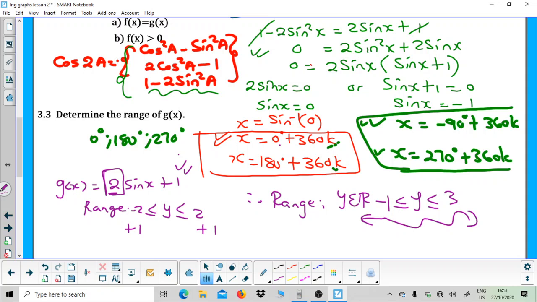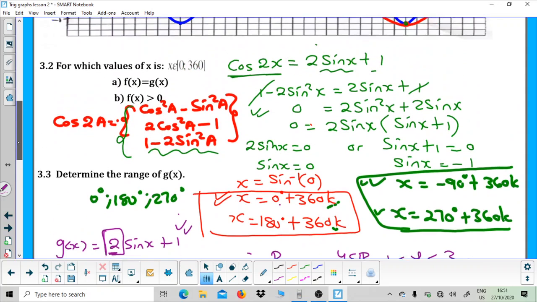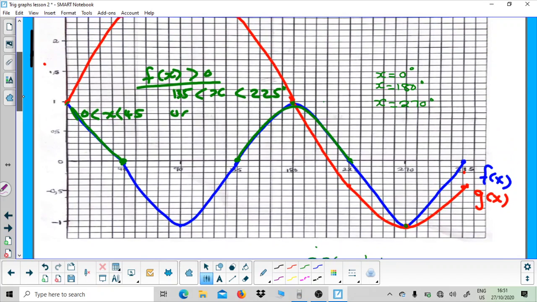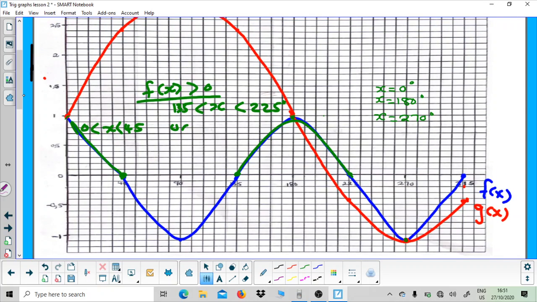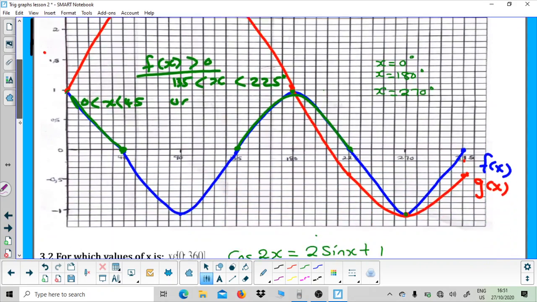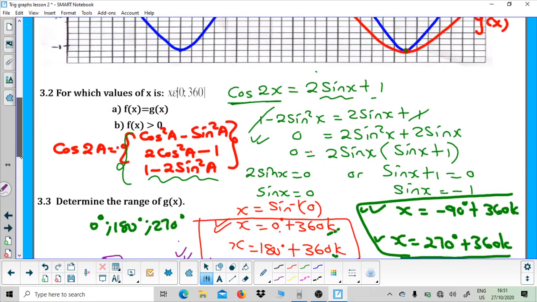However, there are some of us that will go, if you're asked for the range and the graph is there, you go and find the minimum value of the red graph. Do you see that the minimum value is on -1 and the maximum value, look at it, is there on +3. So you are going to get those answers anyway.